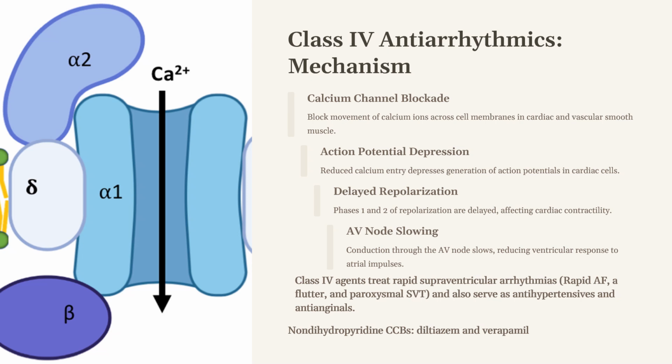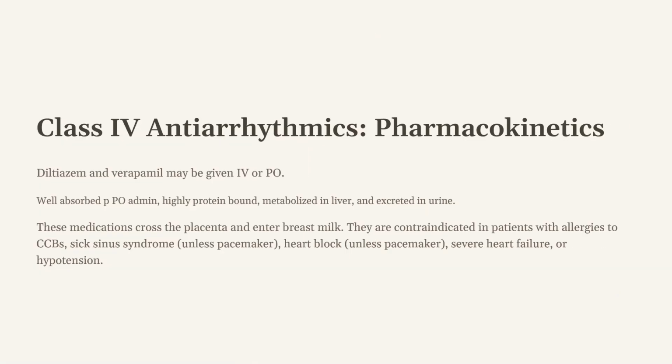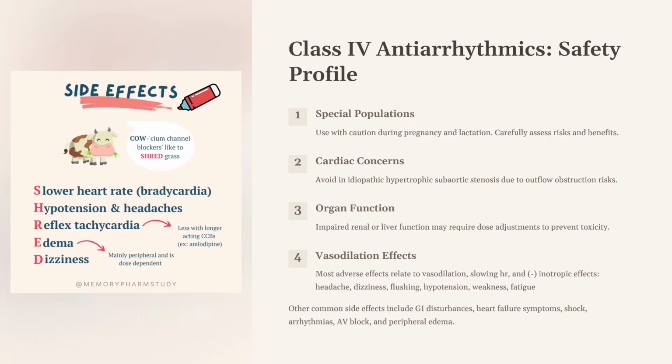So these are used for rapid supraventricular arrhythmias, A-flutter or paroxysmal SVT, and can also be used as antihypertensives and anti-anginals. Can be given IV or PO. Make sure we're not giving these to pregnant people. Don't use it in severe heart failure or hypotension. Side effects of these, they're going to have a lower heart rate. They're going to have hypotension, reflex tachycardia, edema, and dizziness.